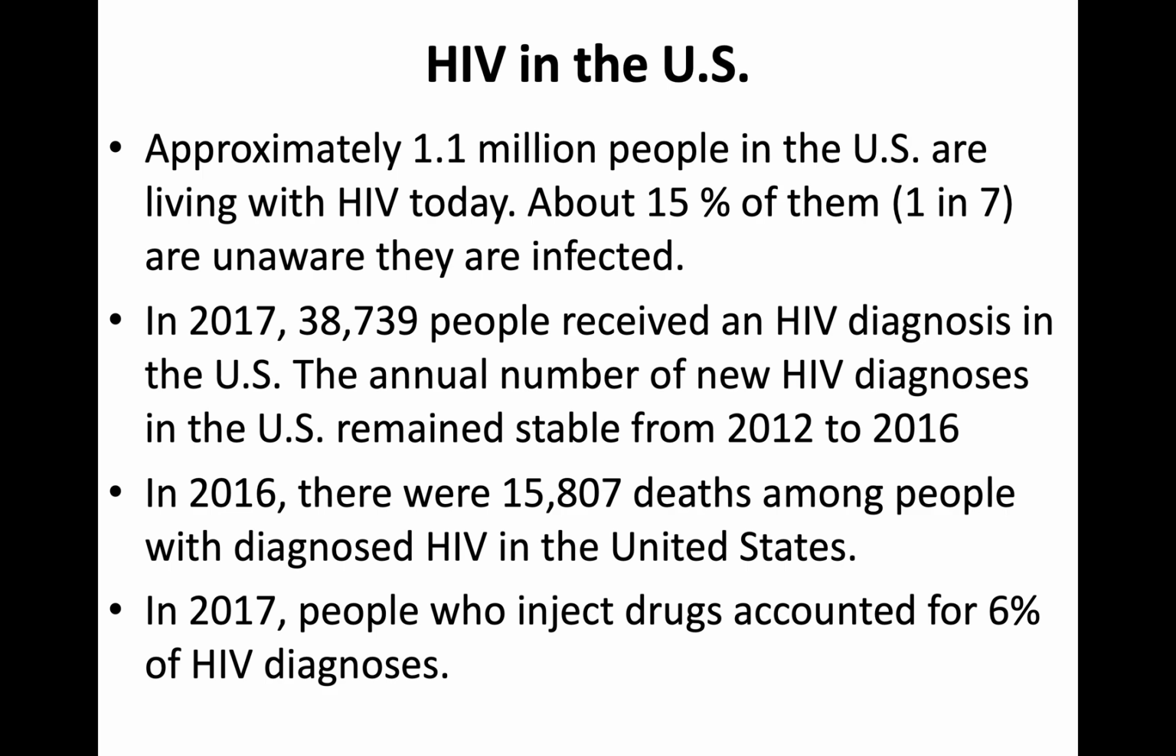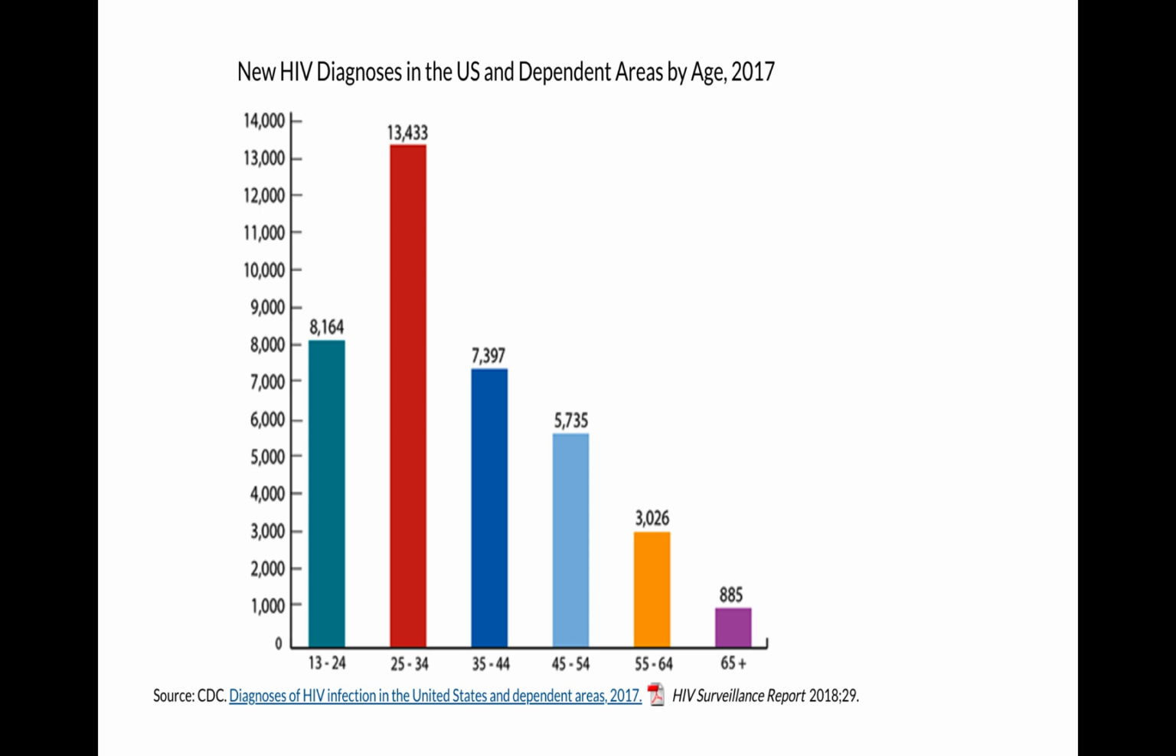Unfortunately, about 15% of them, they suspect, are unaware of it. Close to 40,000 new diagnoses in 2017. That's been stable over the last few years. Close to 16,000 people died in 2016 from HIV-related causes. And for new diagnoses, of the 40,000, about 6% of those in 2017 were due to IV drug use.